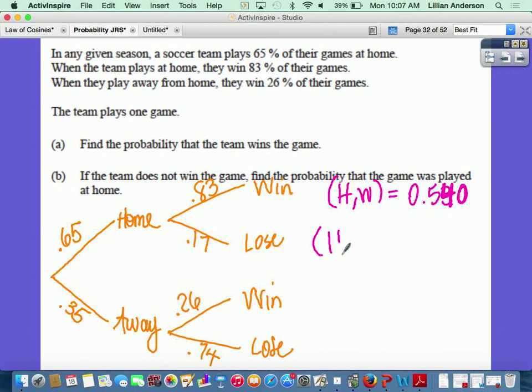What about home and then they lose? What's that probability? 0.1, right? Okay. What if they play away and they win? What's that probability? Multiply along the branches. Remember, that's where these numbers are coming from. We're multiplying along the branches.